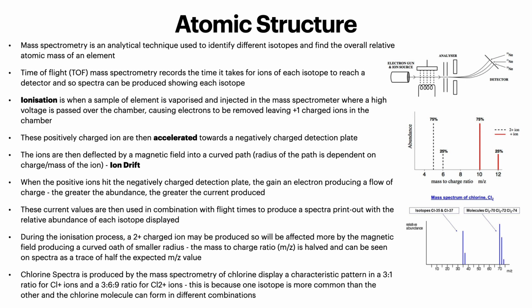Then you've got the chlorine spectra, produced by the mass spectrometry of chlorine, displaying a characteristic pattern in a 3:1 ratio for chlorine plus ions and a 3:6:9 ratio for chlorine 2+ ions. This is because one isotope is more common than the other, and the chlorine molecule can form in different combinations. This is similar to the graph in the bottom right corner, which is how it would look for the chlorine spectra.